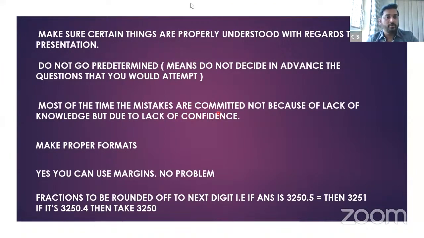Those who were asking about rounding off and fractions, is this clear? Okay, good, fine. Take a screenshot of this if you wish.